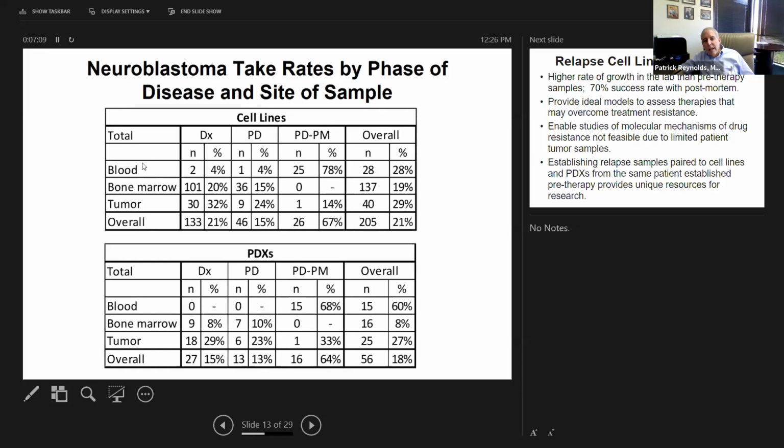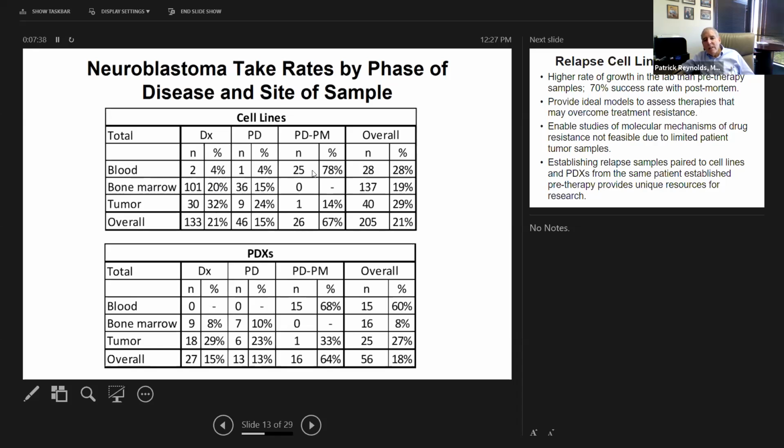First, looking at just the sample source, most of what we get for neuroblastoma is bone marrows. And at diagnosis, you can grow about 20% of those. You can grow about 15% of them at progression. So not a big difference. Same true for tumor. You get more to grow out of tumor because you get more sample to work with. But with the progressive disease samples, not a whole big increase in those. And we don't get a lot of these for post-mortem.